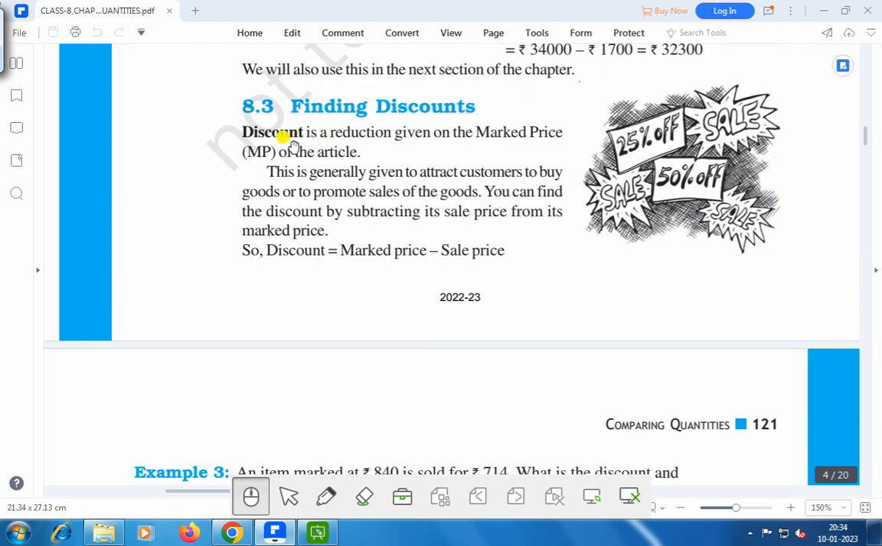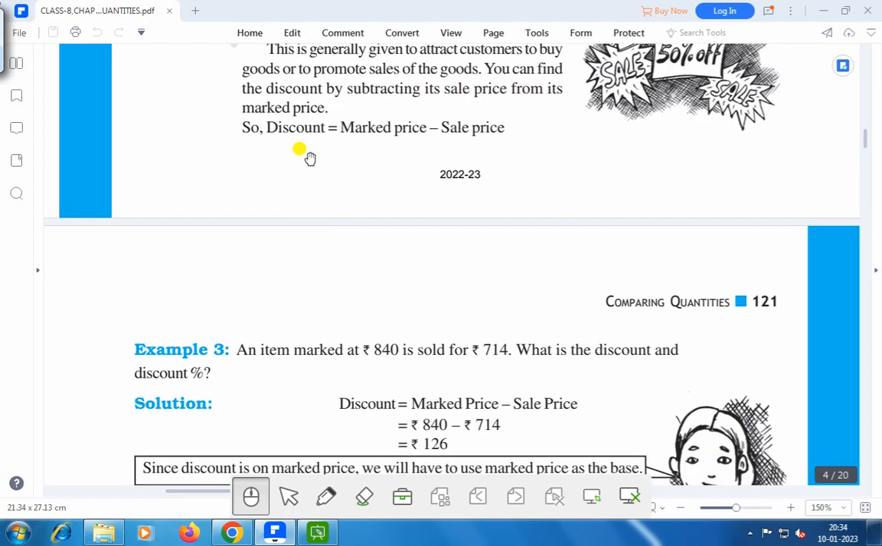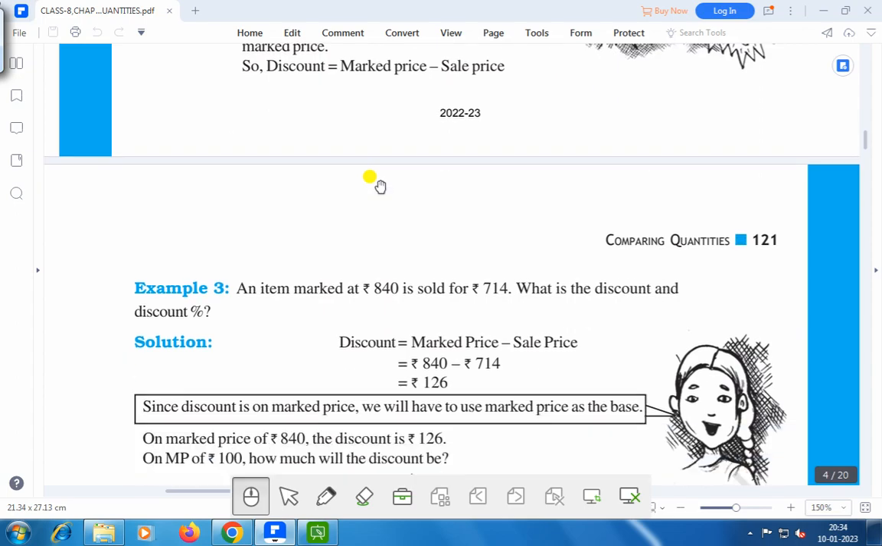Finding discounts. Discount is a reduction given on the marked price of an article. This is generally given to attract customers to buy goods or to promote sales of the goods. You can find the discount by subtracting the sale price from the marked price. So discount equals marked price minus sale price.